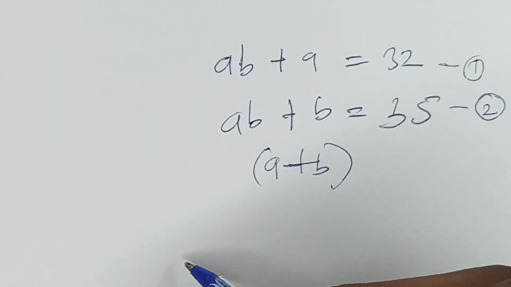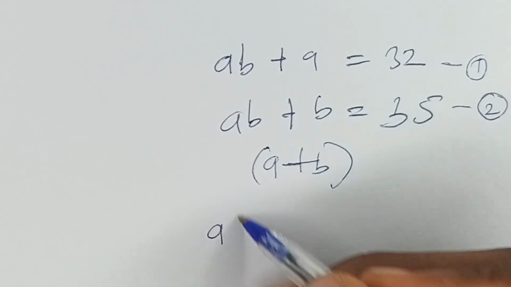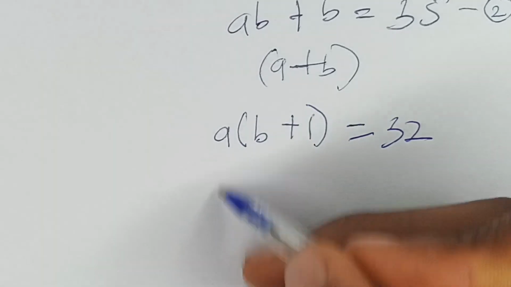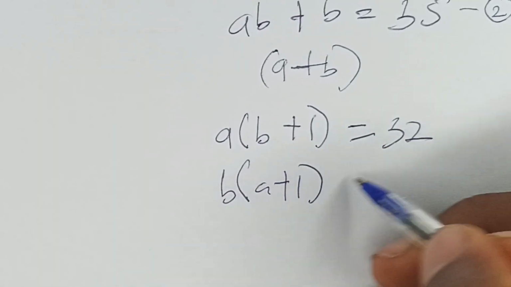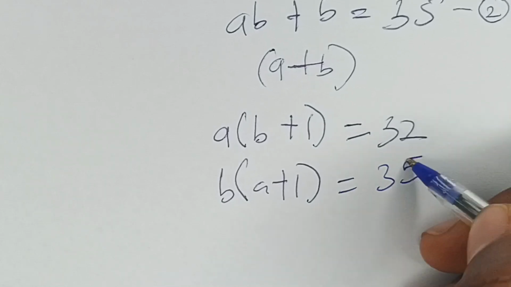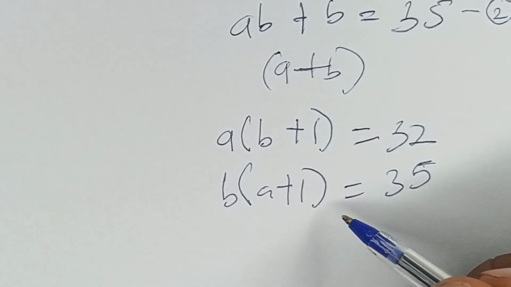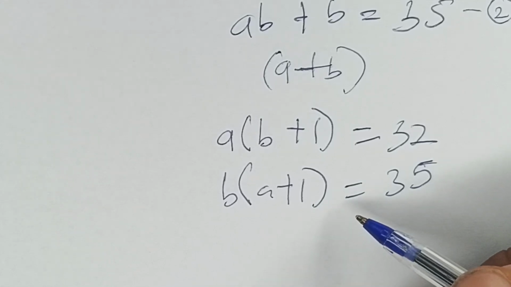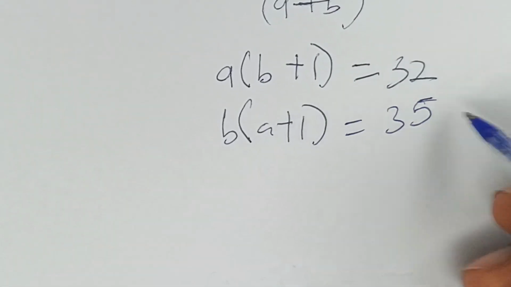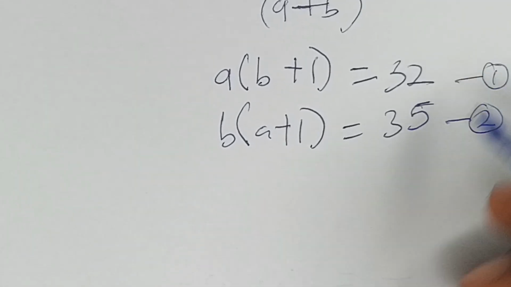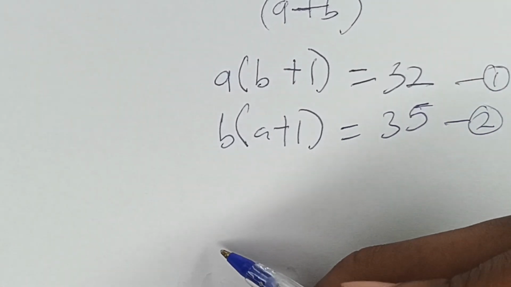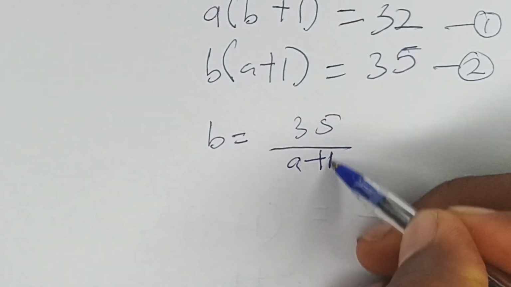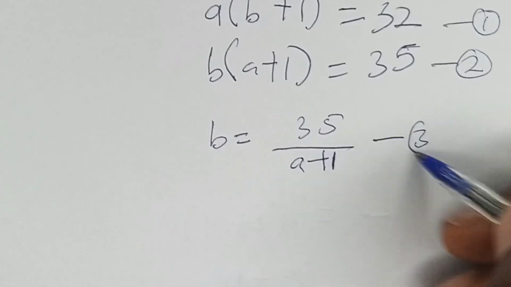Now, factorizing equation 1, we have A into B plus 1 is equal to 32. And here we have B into A plus 1 is equal to 35. Alright? Now from here, let's express B in terms of A. From equation 2, we now have that B would be equal to 35 all over A plus 1. Let's call this equation 3.